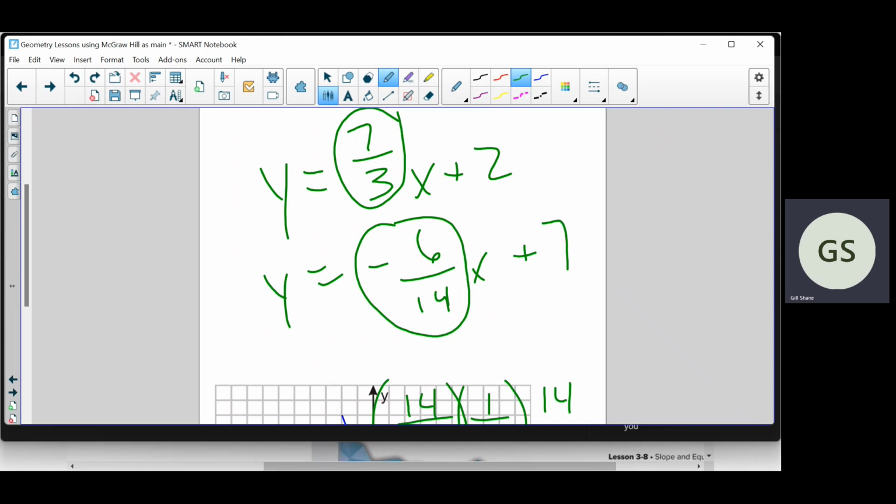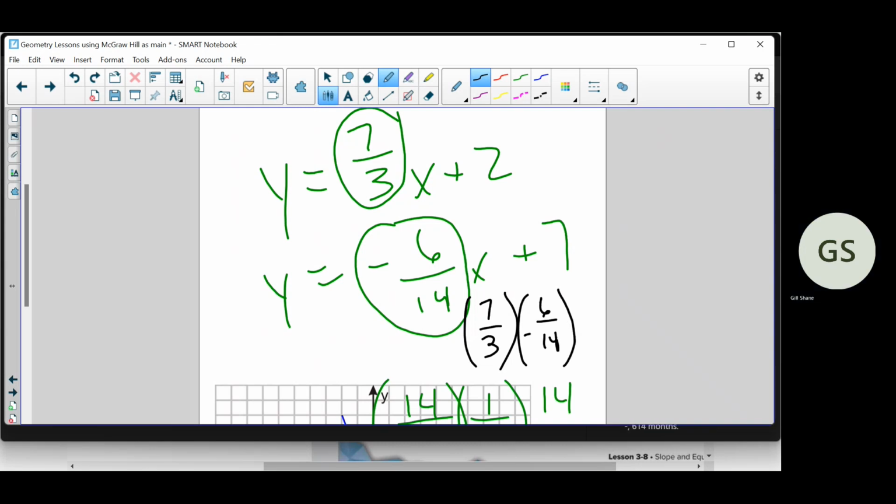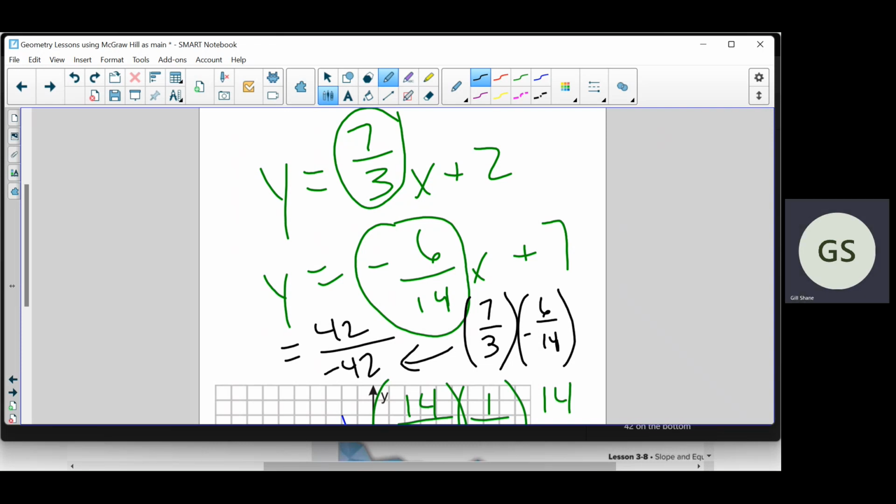If you multiply them together and you get -1, then they are perpendicular. So I'm going to do that for you. So 7/3 times -6/14. I'll do the math over the side. That gives me 42 on the top, and look at that, negative 42 on the bottom. That equals -1. So those are perpendicular lines.